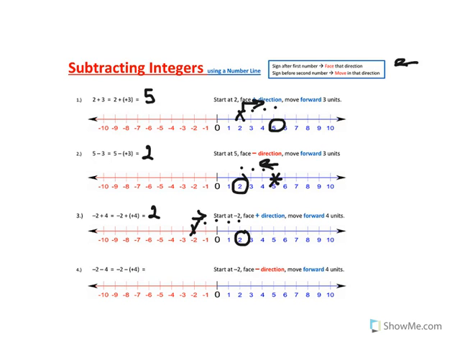I'm going to show you another way when we do the practicing, but right now I'm just using the number line. Here we're going to start at negative 2, and we're going to face in the negative direction, and we're going to walk a positive 4. 1, 2, 3, 4. We end up with negative 6. So negative 2 minus 4 is negative 6.